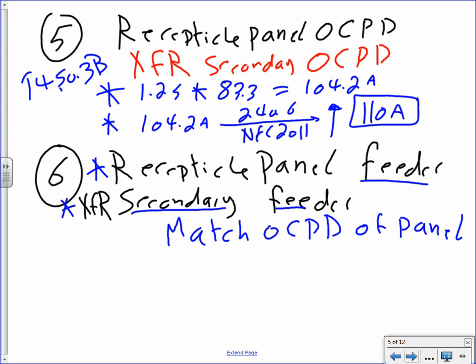So your next standard is 110 amp. So I size my overcurrent device. Now, can a 110 amp circuit breaker fit in a 125 amp panel? No problem. Would it be good to make the overcurrent device match the panel?